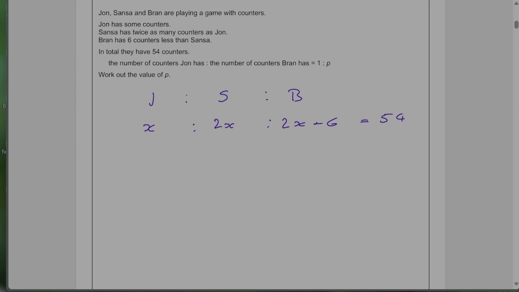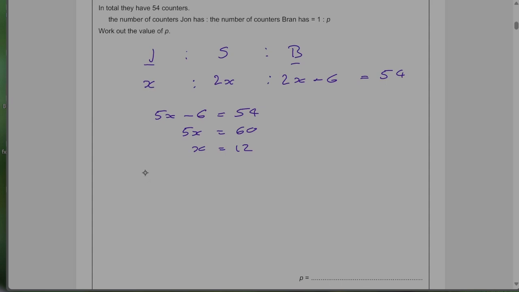So I'm going to jump straight to trying to solve this then. Form an equation. X plus 2x plus 2x is going to give me 5x, minus 6 is equal to 54. So if I add 6 to both sides, I'd get 5x is equal to 60, meaning that x is equal to 12.